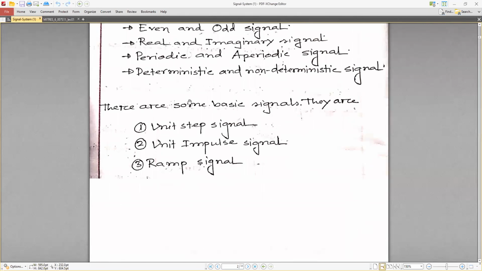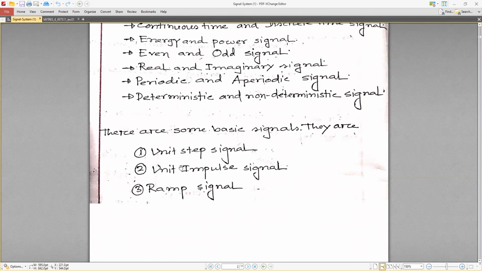But there are some basic types of signals like the unit step signal, unit impulse signal, and ramp signal. Let me show you what the signals look like. Unit step signal, the first one would be like this. That is the unit step, u(t). Impulse signal, impulse just like this. That is delta(t).